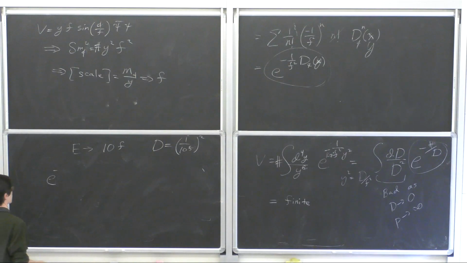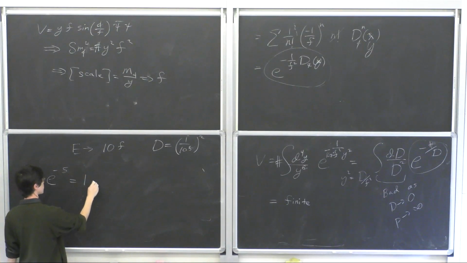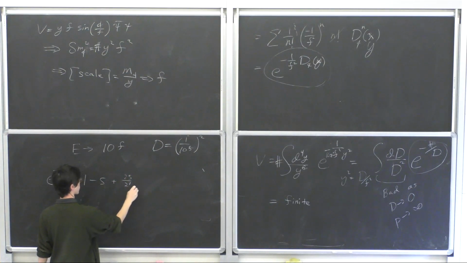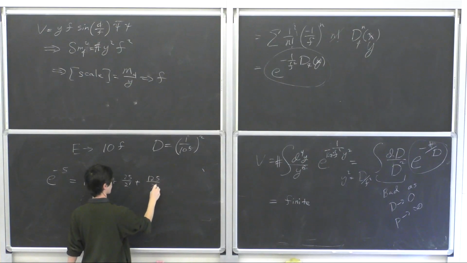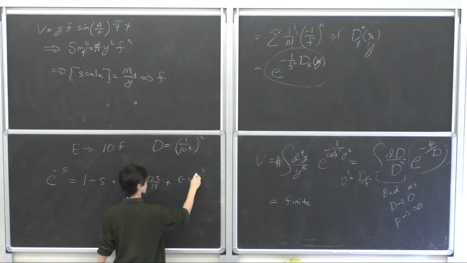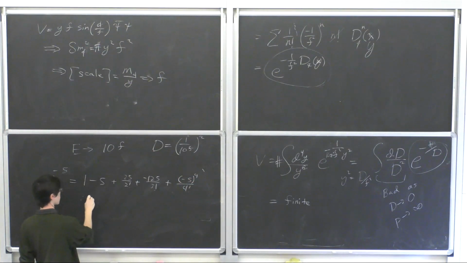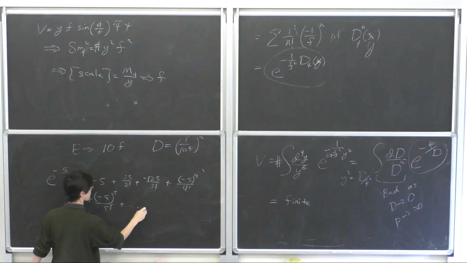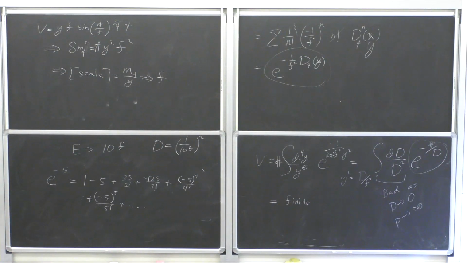And so, okay, up to some order of number, maybe this is e to the minus 5, right? What happens when you Taylor series e to the minus 5? 1 minus 5 plus 25 over 2 factorial plus 125 over 3 factorial, minus plus. I probably should have gone all the way up to 5 factorial. Minus 5 to the 4th over 4 factorial plus minus 5 to the 5th over 5 factorial plus dot, dot, dot. And so let's just numerically evaluate this.